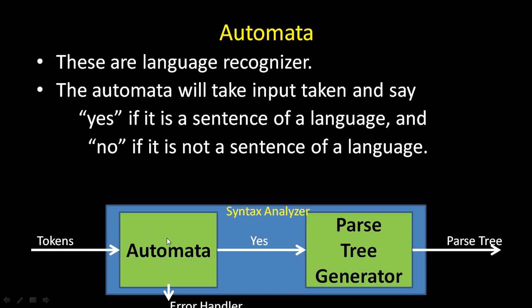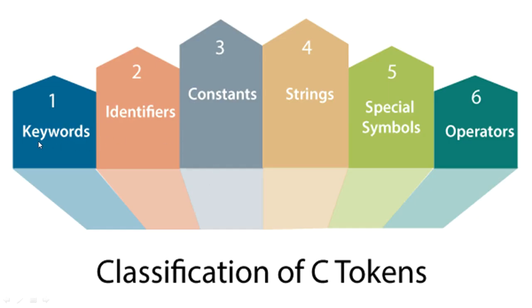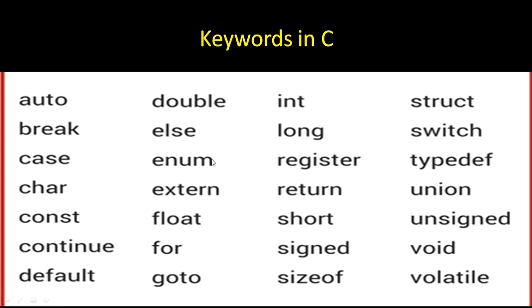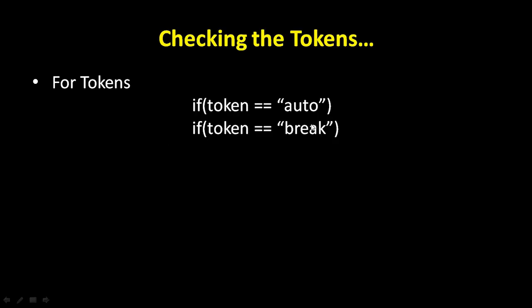In a particular programming language, these tokens are categorized into different types: keywords, identifiers, constants, strings, special symbols or operators. So these 6 categories belong to the C programming tokens. First we can take the keywords. In C there are different keywords that are listed in this slide. We can easily check the keywords because these are predefined words. Using an if statement, we can easily check whether these keywords belong to the programming language or not.